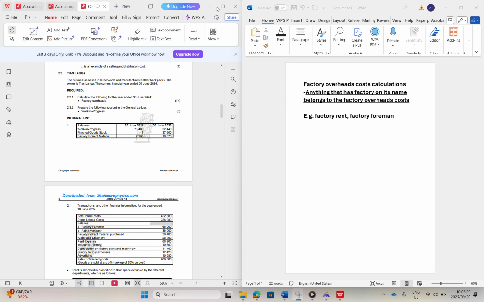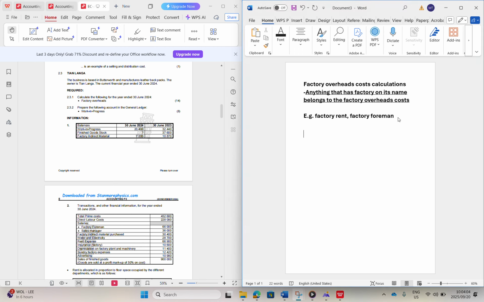Good day. Today we'll be calculating the factory overheads cost. Anything that has factory in its name belongs to the factory overheads costs. For example, factory rent, factory foreman, factory supervisor, depreciation on factory machine, they belong to the factory overheads. So the question says calculate the following for the year ended the 30th of June 2024: factory overheads.